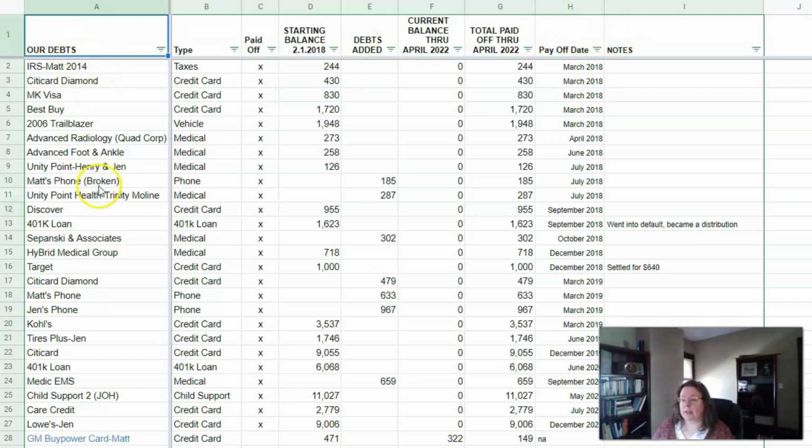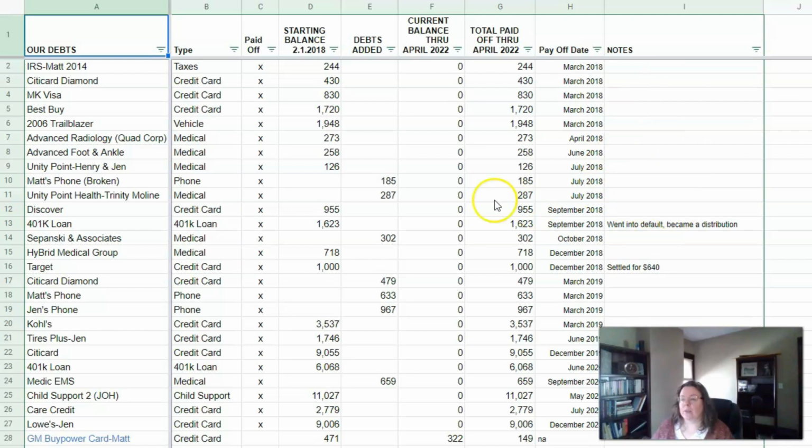So there's our debts here, which explains exactly what they are, what type they are, like the category that they fall into, whether or not it's paid off, the starting balance on February 1st, 2018, because that was the date that we started living life on a budget and keeping track of these things and trying to work to get out of the hole that we were in. Column E is debts added. So these are things that were added on after I initially started in February of 2018. And then our current balance through April of 2022, and then the total paid off through April of 2022, the payoff date, and any notes that were associated with the debt.